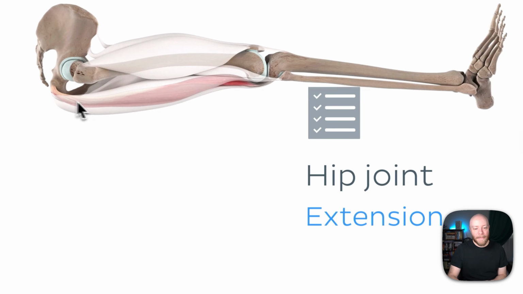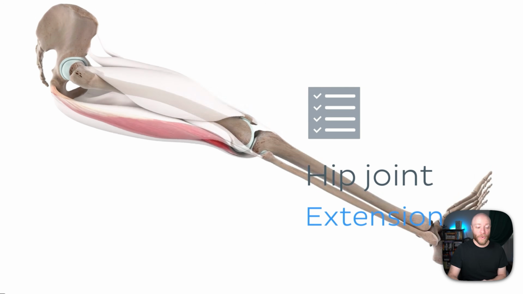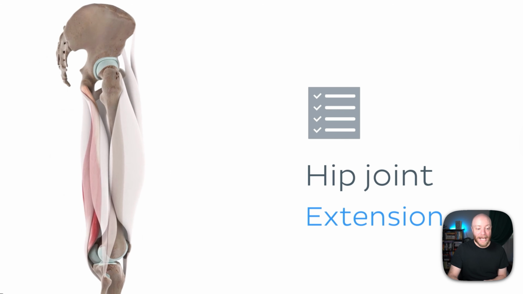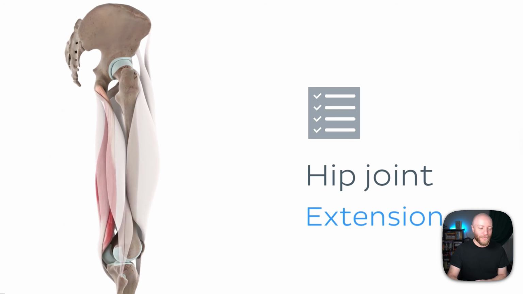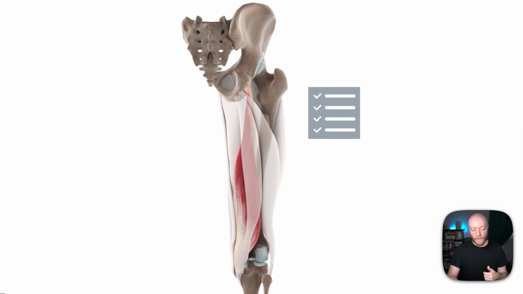So what's going to happen is this is going to contract, and we are now going to witness what it's saying here, which is going to be extension of the hip, which is going to look like that. In fact, that is going to be the same action for all three hamstrings. Now, one of the other hamstrings has another function different than that, but still, that is the common function of all three of these. But let's see what else it's able to do.